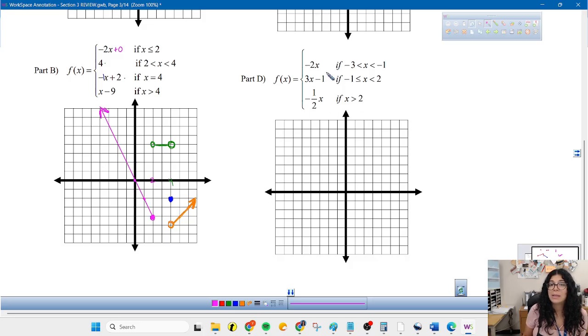The last graph, for part D, we have 3 different lines. My first line is negative 2x plus 0. So the same one as the one that we just did a second ago. Y-intercept at 0, slope is negative 1 over 1. Negative 2 over 1, excuse me.